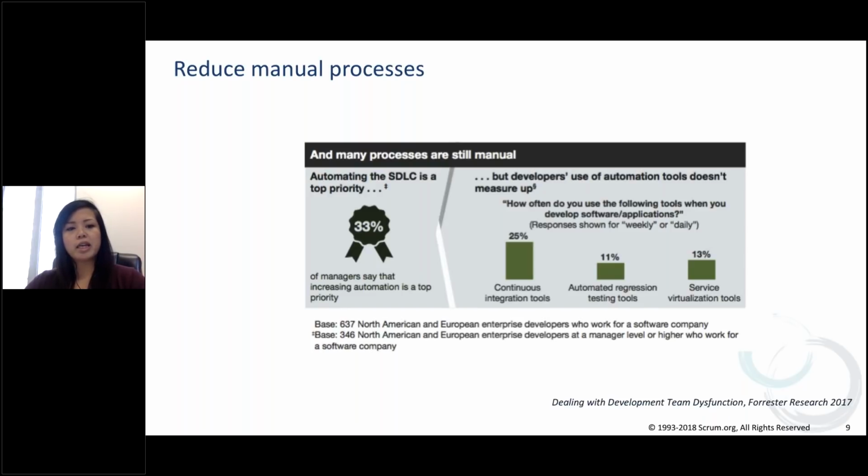So when we're talking about scaling and how teams, or even just one team, work together, how do we consider what must be done to integrate the work? So this is from the same report dealing with development team dysfunction. It says that 33% of managers say that increasing automation is a top priority, which means 67% don't. That's okay, but when we have the question here, how often do you use the following tools when you develop software applications? 25% talk about using continuous integration tools, 11% automated regression testing tools, and 13% service visualization tools.